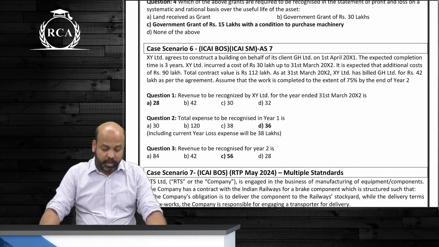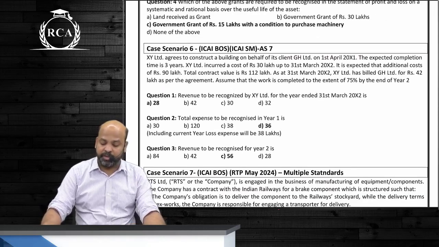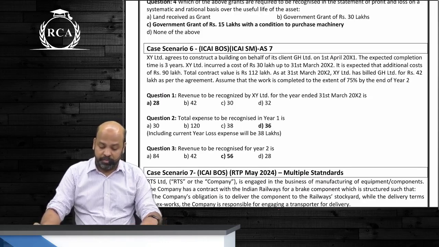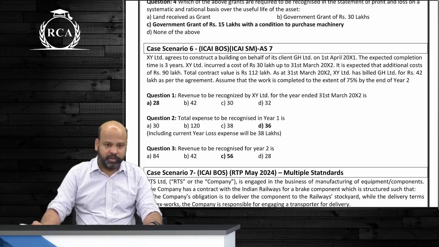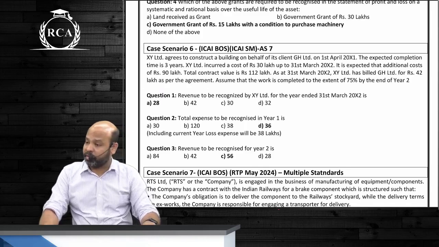Next, beta, X and Y has agreed to construct a building on behalf of its client GH Limited on 1st April 2021. The expected completion time is 3 years. XY has already incurred a cost of 30 lakhs up to 31st of March 2022. It is expected that additional cost of 90 lakhs will be incurred. Total contract value is 112 lakhs.